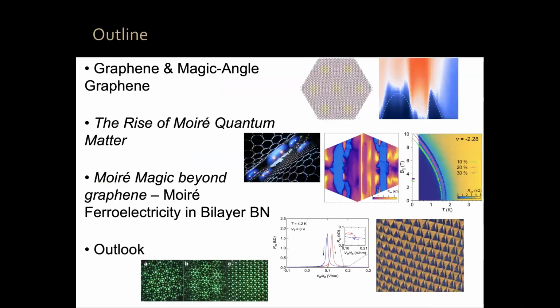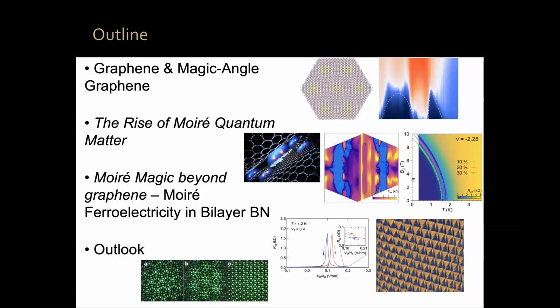Okay, so with that introduction, I'm going to tell you a little bit about what is magic angle graphene and magic angle twisted bilayer graphene. I'll tell you about our discovery, and then the rise of Moiré quantum matter, or what have been some of the experimental developments since, very quickly.